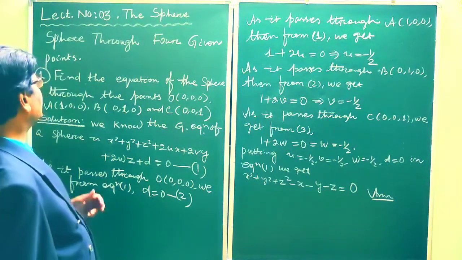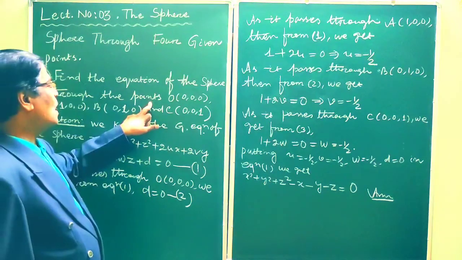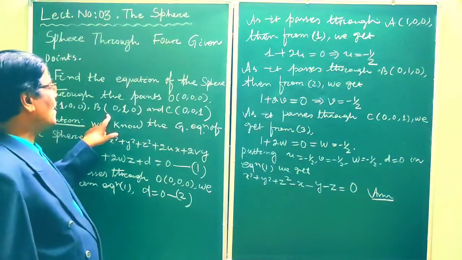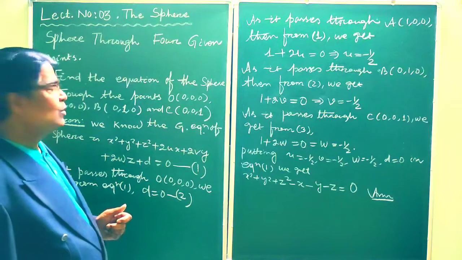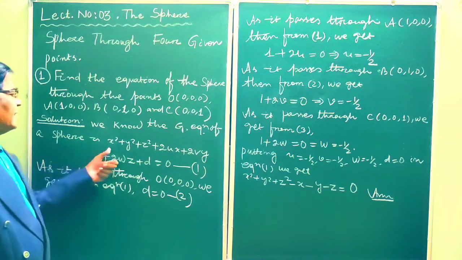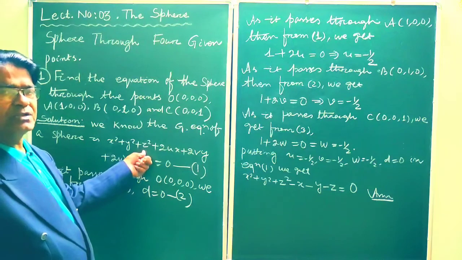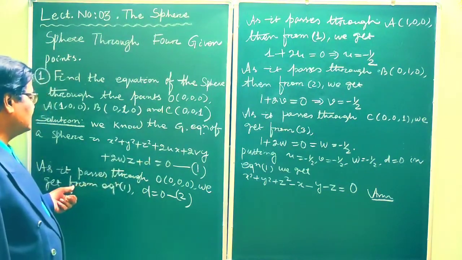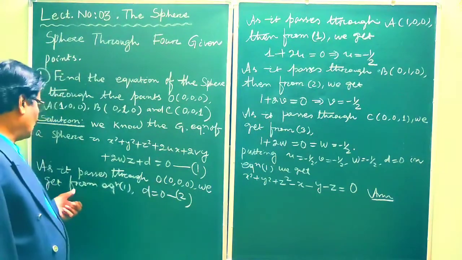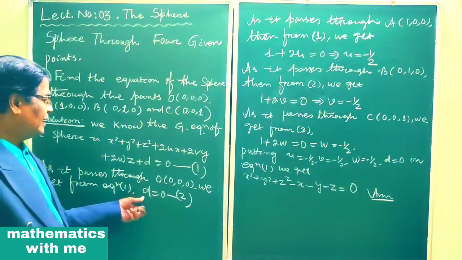Here the question is, find the equation of the sphere through the points O of 0, 0, 0, A of 1, 0, 0, B of 0, 1, 0 and C of 0, 0, 1. Solution. We know the general equation of the sphere is x square plus y square plus z square plus 2ux plus 2vy plus 2wz plus d is equal to 0. As it passes through O of 0, 0, 0, we get from equation 1, putting x, y, z 0, 0, 0, we get d is equal to 0.